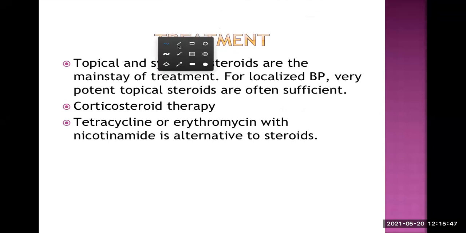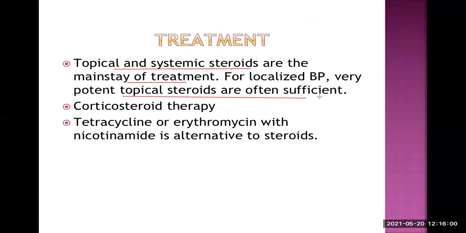See this? Topical and systemic corticosteroids are the mainstay of therapy. For localized bullous pemphigoid, very potent topical steroids are often sufficient. If a small area is affected, then we can easily go for a topical steroid. But if a larger area of the body is affected, rather than a topical steroid, we usually go for the systemic one.